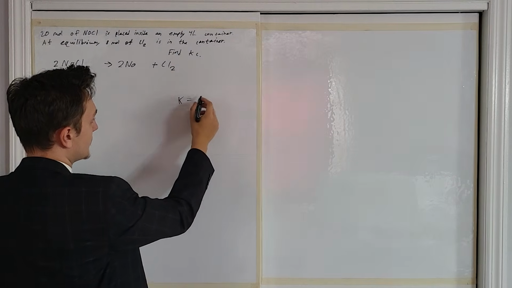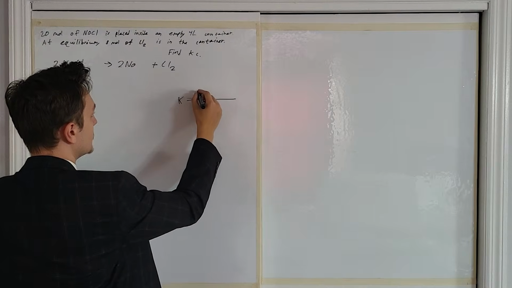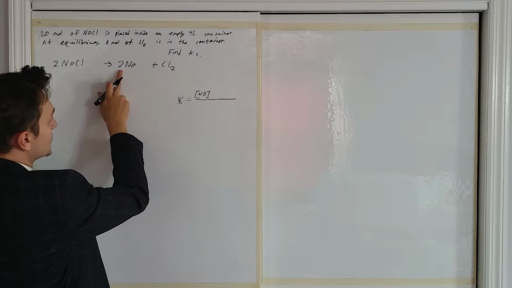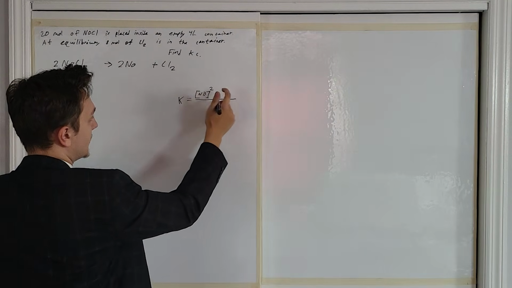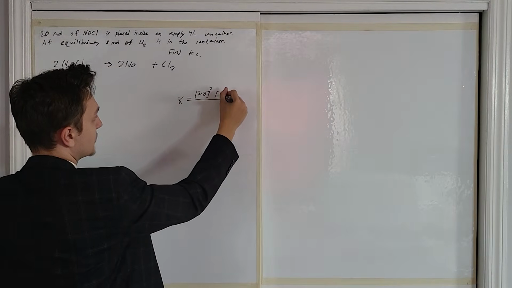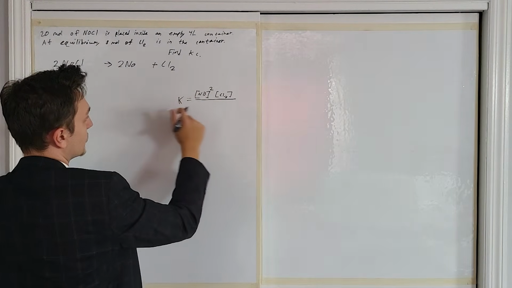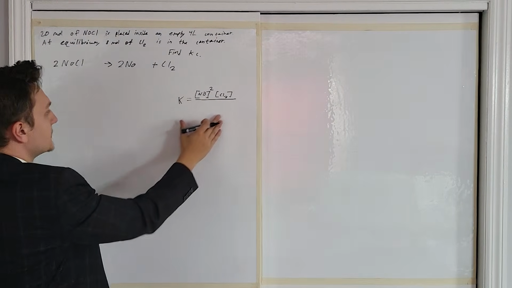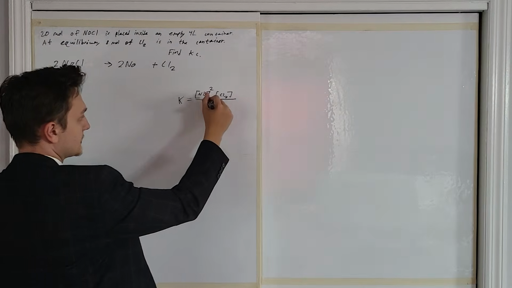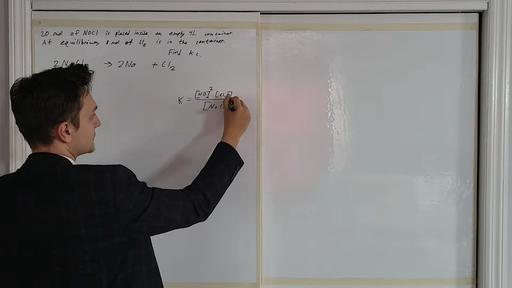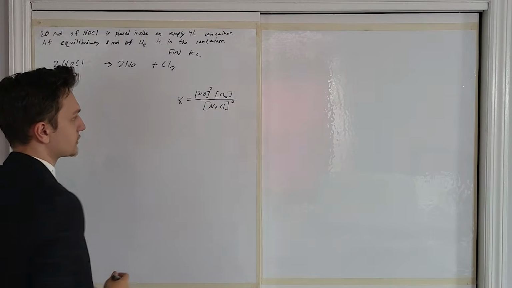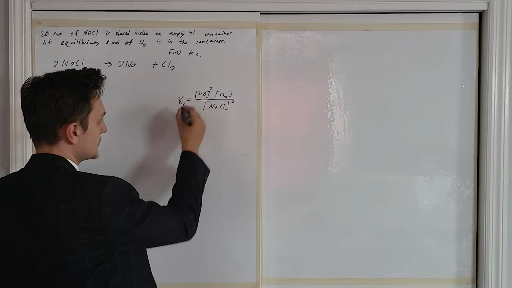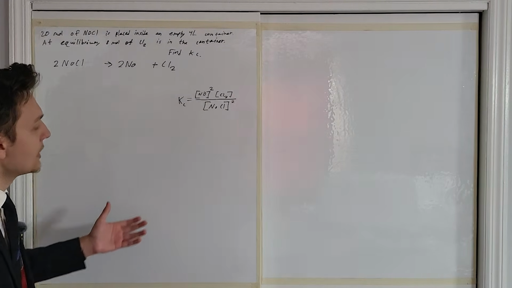In this case, Kc is going to be the concentration of one of my products, NO, raised to the power of its coefficient, squared, times the concentration of my other product, Cl2, raised to its coefficient, which in this case is a 1, which can disappear for all intents and purposes, divided by the concentration of our reactant, NoCl, raised to its coefficient, squared.